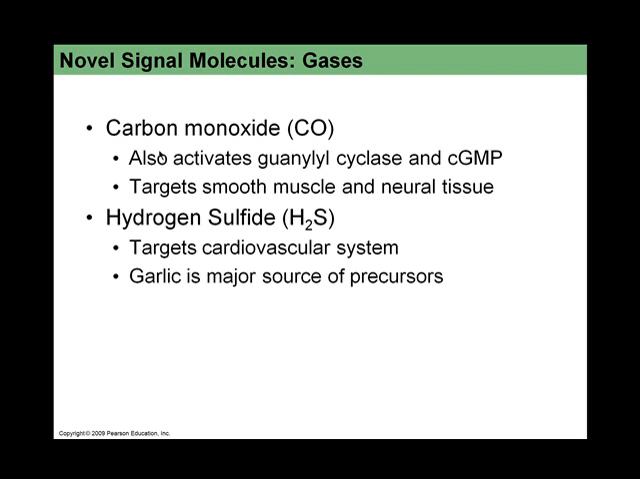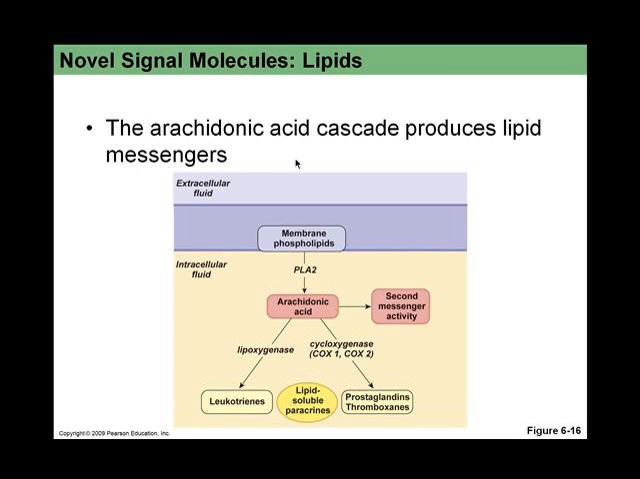Carbon monoxide is also a chemical messenger, activates guanylyl cyclase and cyclic GMP, targets smooth muscle and neural tissue. Hydrogen sulfide even targets the cardiovascular system, and garlic is a major source of precursors for the production of hydrogen sulfide. That's why garlic smells so badly, right?